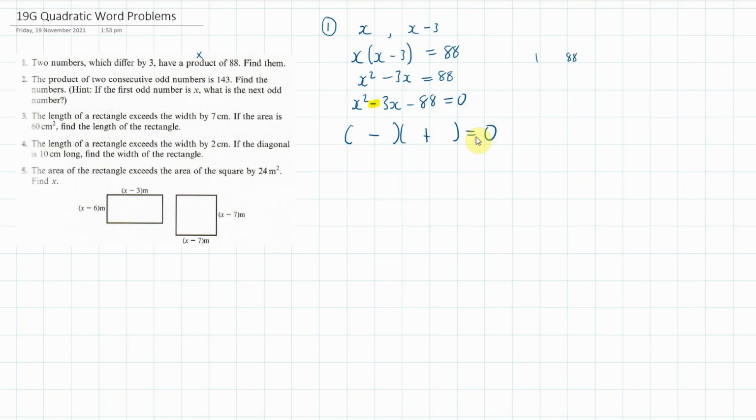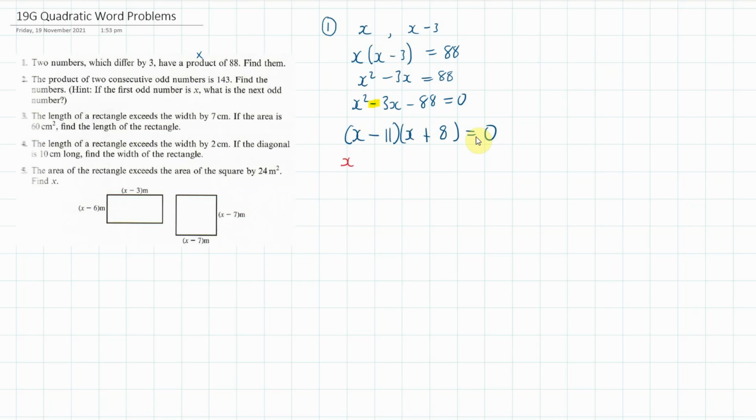1 and 88, well, they're not different by 3. 2 and 44, no, 3 doesn't go into it. 4 times 22, no, 5 doesn't go into it because it doesn't end in 0 or 5. 6 doesn't go into it. 7 doesn't go into it. 8 and 11 go into it, and 9 does not go into it. So it must be this lot, and you can see that the difference between them is 3. So we put our bigger number as negative and our smaller one as positive. And so this should give us our answers for x.